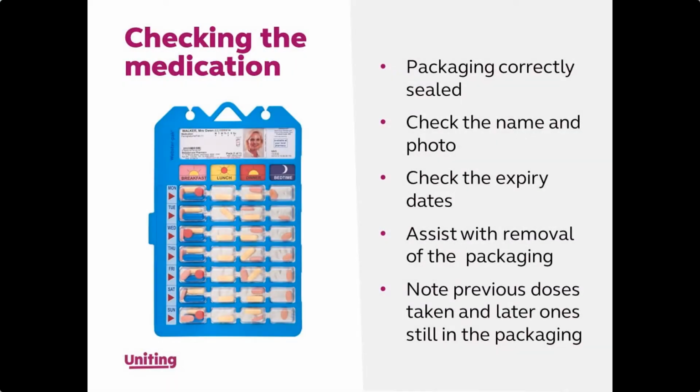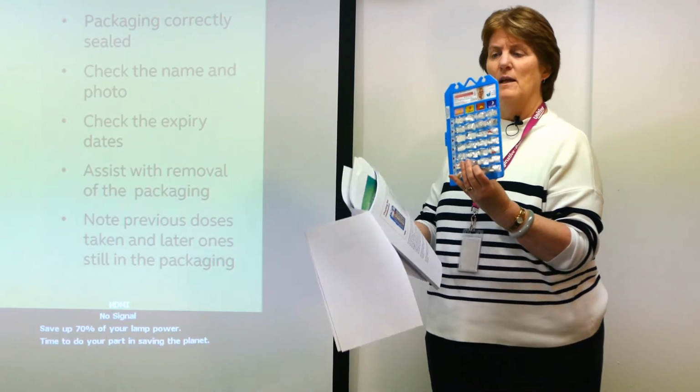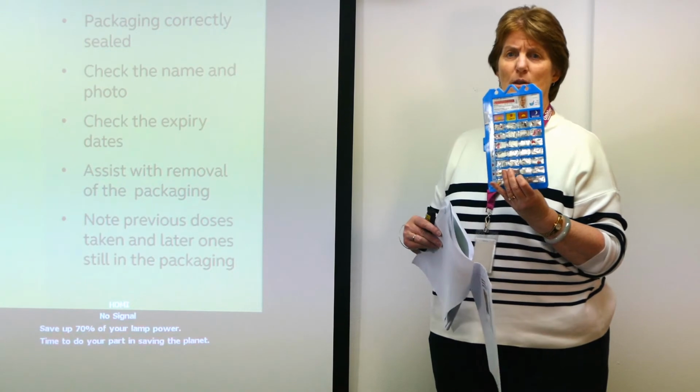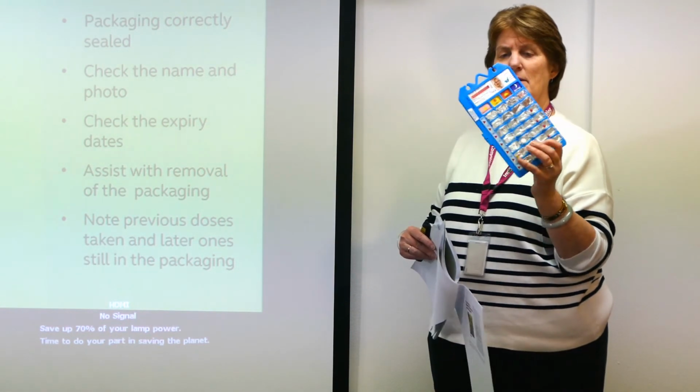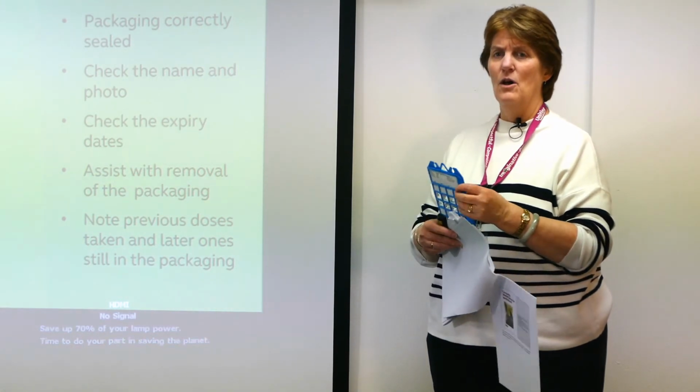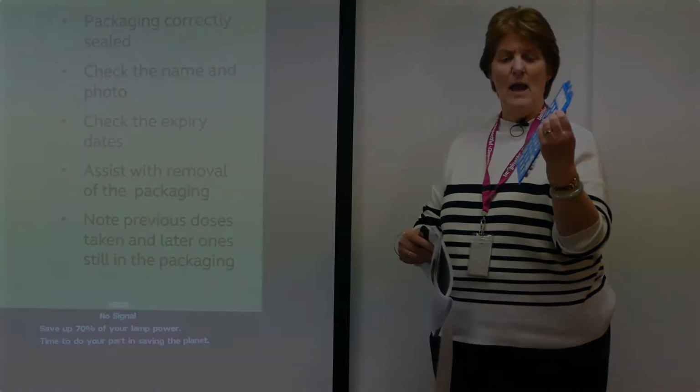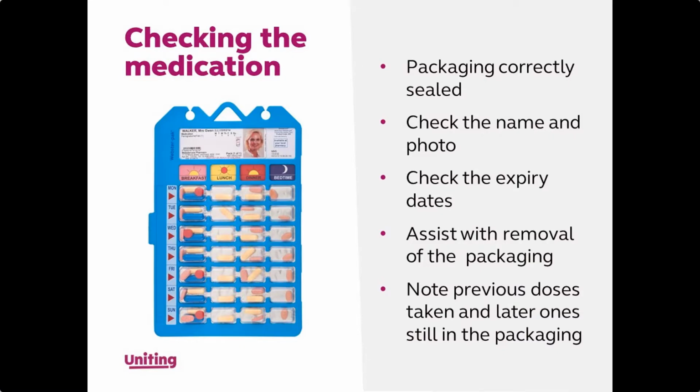We also need to make sure that we're checking the medication. We need to check the packaging to make sure that it is correct. We check the information that is written on the packaging. Look at the photo, look at the person's name. The medications will be listed on the back of the packaging. Are the seals broken on the back of the packet? If the seals are broken on a medication packet, then you can't give the medication.